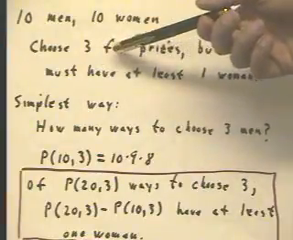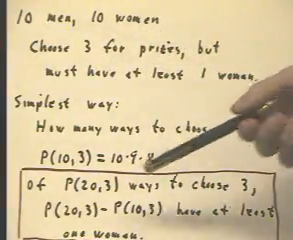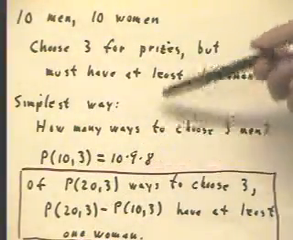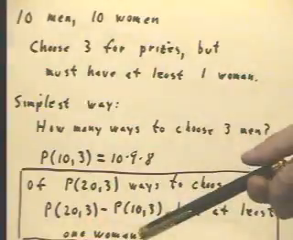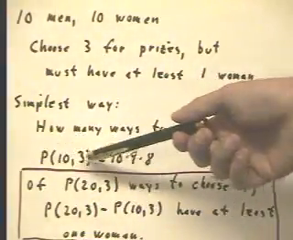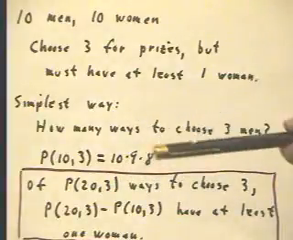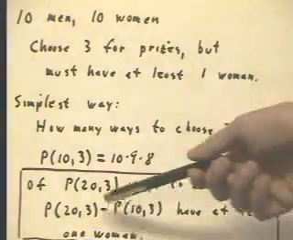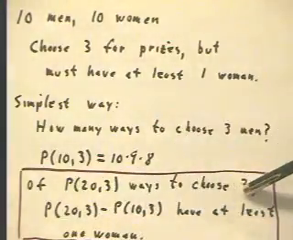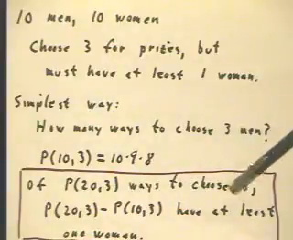I should have specified here we're getting different prizes, so the order in which we choose these people determines the prize each one gets, so the order does matter here. So we have this many ways of choosing 3 out of the 10 men, which is 10 times 9 times 8. Now, out of the 20 people, there are P of 20, 3 ways to choose 3, which is the 20 times 19 times 18 that we saw before.